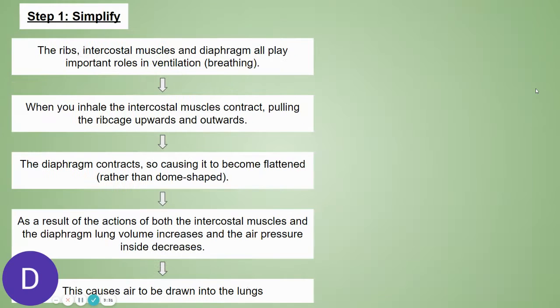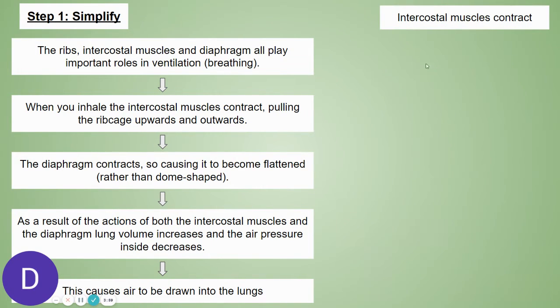So this is what you should be doing. Let's take the same steps that they wrote out and ask, what's actually the important, simple information that comes out of there? This first sentence actually doesn't mean anything. It's just an introduction. It just says the ribs, intercostal muscles and diaphragm all play important roles in ventilation or breathing. Well, why don't we just get on with saying what actually happens here? So let's look at the intercostal muscles. What happens first? Intercostal muscles contract.